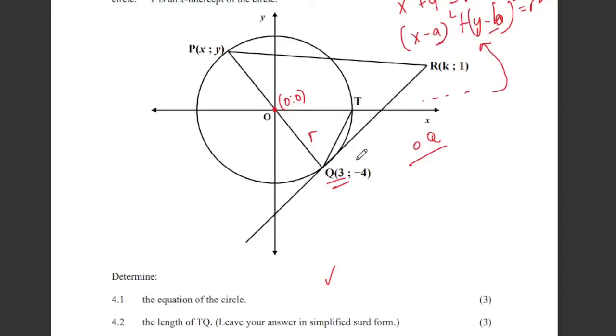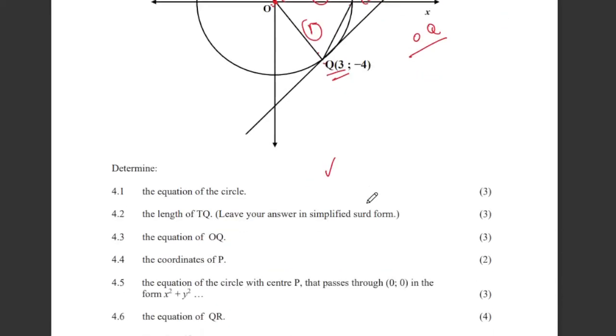this length. So we know that OQ is a radius, but then even OT is also a radius of the same circle. So which means the distance that we got here must be the same distance that you have there. If, let's say, it's a 5, then these coordinates are going to be 5, 0. Then after getting the 5, 0, get that distance using the distance formula.